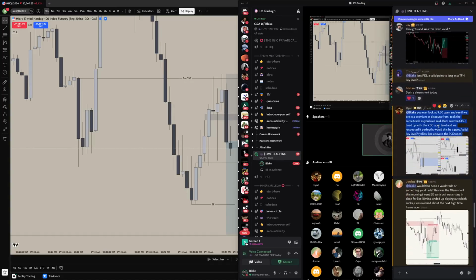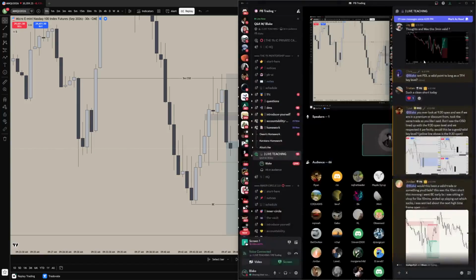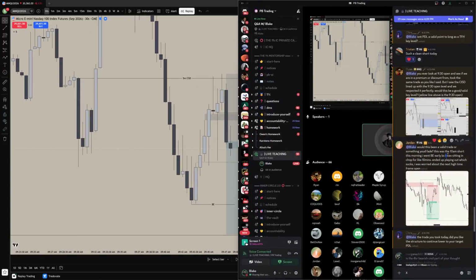You ever look at the 9:30 open, see if we're in a premium or discount? Yeah, exactly, key candle openings and opening price. You can get those kind of bottom and top tick entries. But yeah, it aligned with the 9:30 open. Yep. Would this be a valid trade or something you'd fade? This is a 10 a.m. short this morning. I went break even early because I was sitting in chop for like 10 minutes.